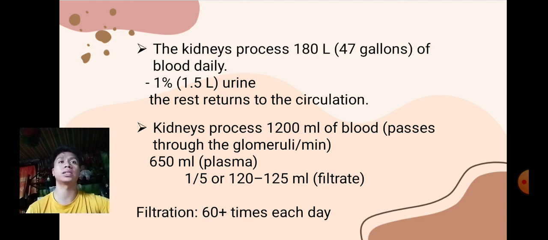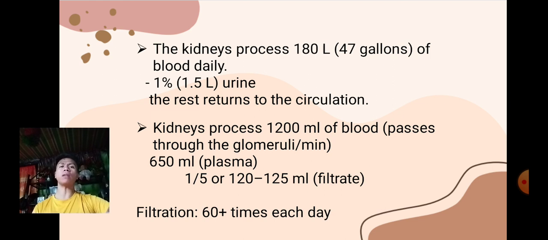So the kidneys process 1,200 ml of blood that passes through the glomeruli each minute. Some 650 ml of this is plasma, and about 120 to 125 ml, or about 1/5 of this, is forced into the glomerular capsule as filtrate. So this is equivalent to filtering your entire plasma volume more than 60 times a day.